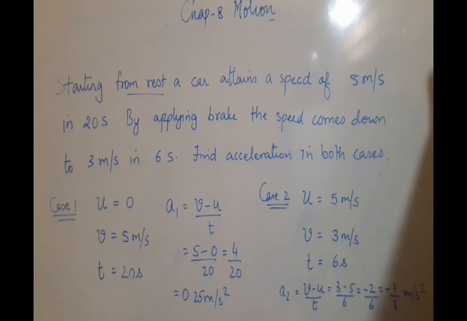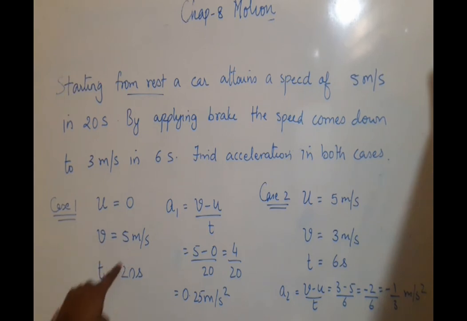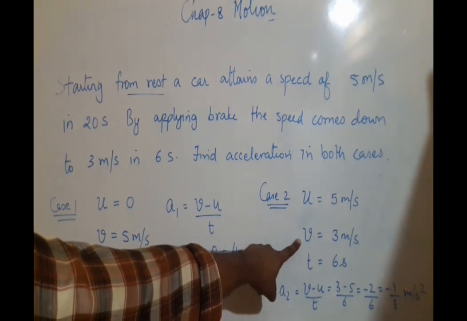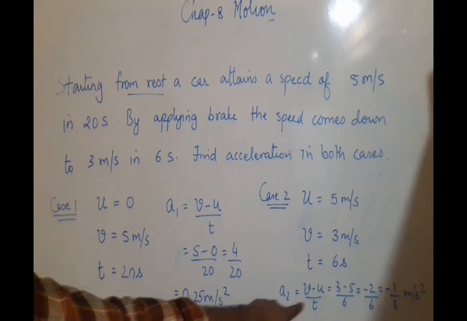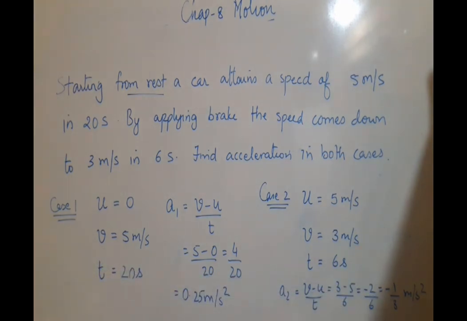So there are two cases here again. The car went from 0 meter per second to 5 meter per second in 20 seconds with acceleration of 0.25 meter per second square. And it comes from 5 meter per second to 3 meter per second by applying a brake in 6 seconds. So the deceleration or retardation is 1 by 3, or acceleration is minus 1 by 3, or 0.33 meter per second square. So this is a particular example of acceleration.